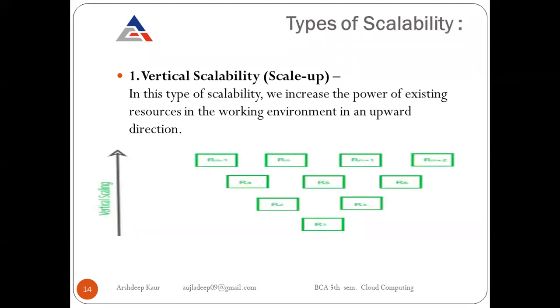Next is types of scalability. First, we have vertical scalability. Vertical scalability is also known as scale up. In this type of scalability, we increase the power of existing resources in a working environment in an upward direction. See, the direction of the arrow is upward. It means it's scaling vertically. First we have resource 1, then upward 2, 3, 4, 5, 6, 7, 8, 9, 10. It means the resources are increasing in an upward direction. In this way the resources are scaling. It means we are adding resources, but in a vertical nature.